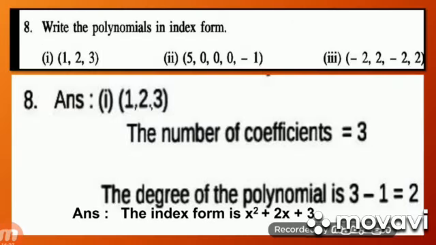Question number 8. Write the polynomials in index form. The first, 1, 2, 3. Here the number of coefficients is equal to 3. Therefore, the degree of the polynomial is 3 minus 1, and that is equal to 2. Therefore, the index form is x square plus 2x plus 3.